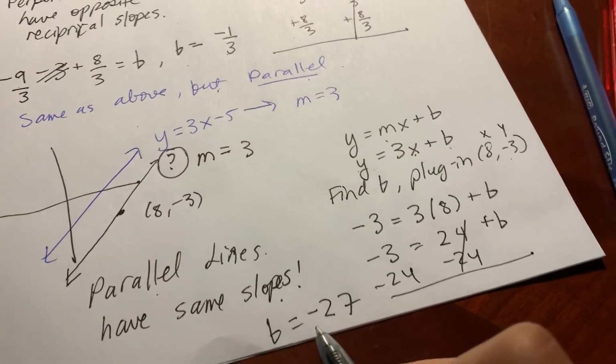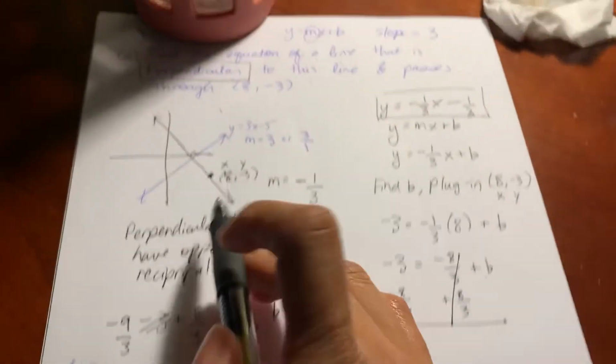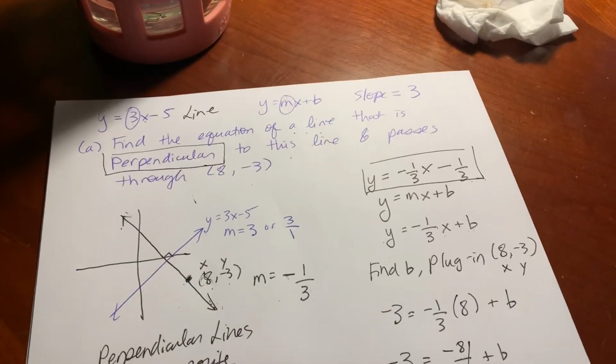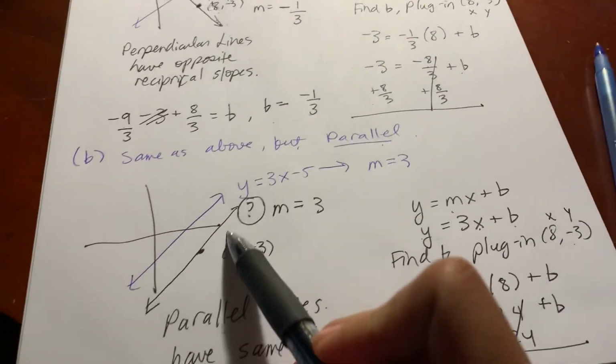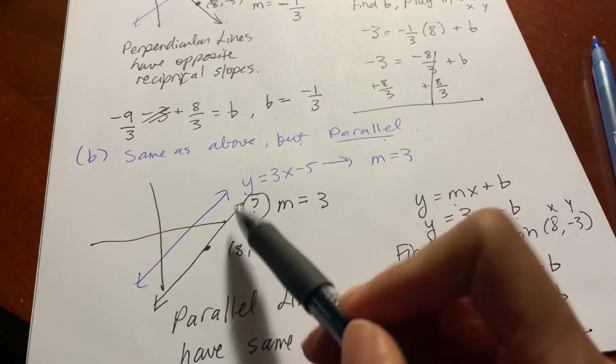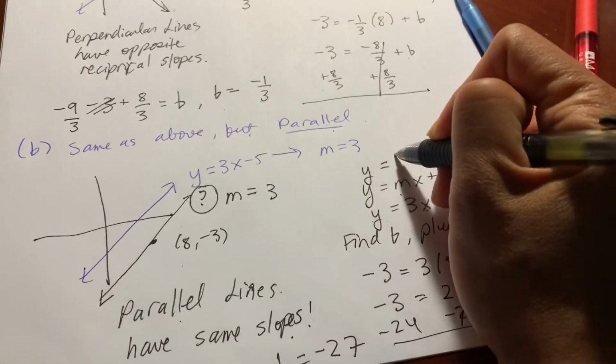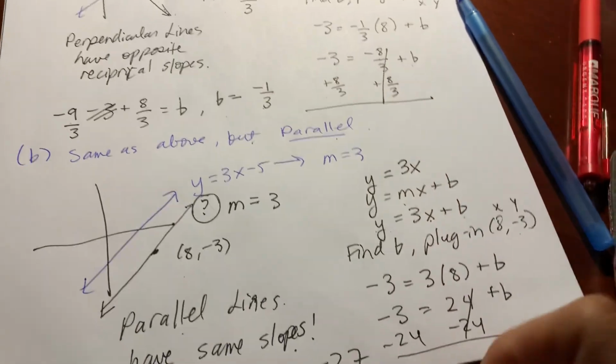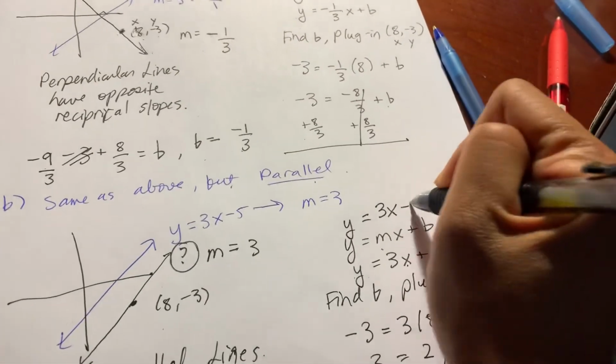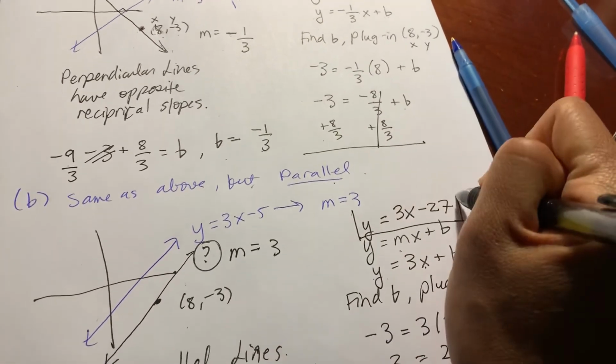So now, to answer my question, which is to find the equation of the line that is parallel to the blue line, which is this black line here. The equation of this black line is y is equal to mx, which is 3x, plus b, and b is negative 27. So this is the equation of a parallel line.